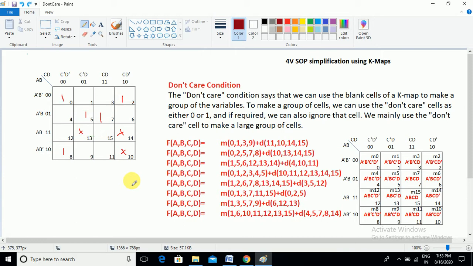And move to the third one. All are sigma. Here you must write it; I left this space only to write the sigma. The next one is sigma m of 1, 5, 6, 12, 13, 14, and don't care cells are 4, 10 and 11.